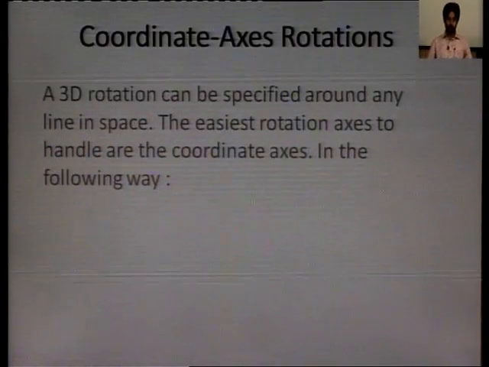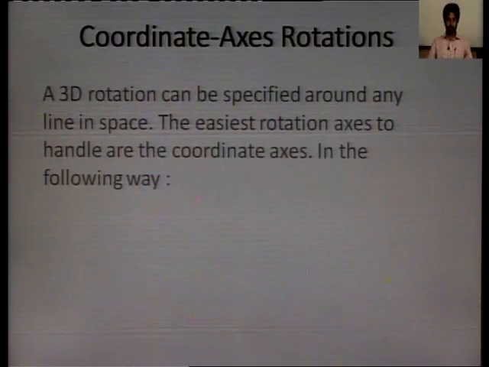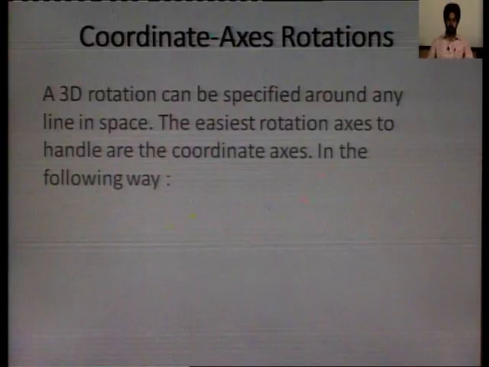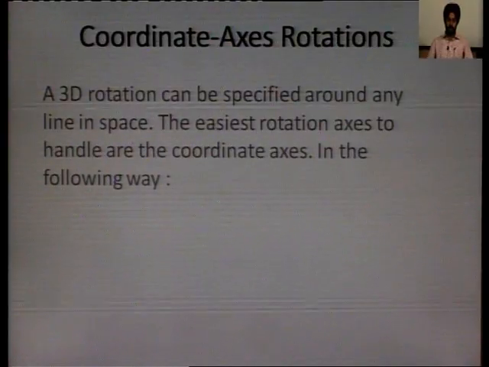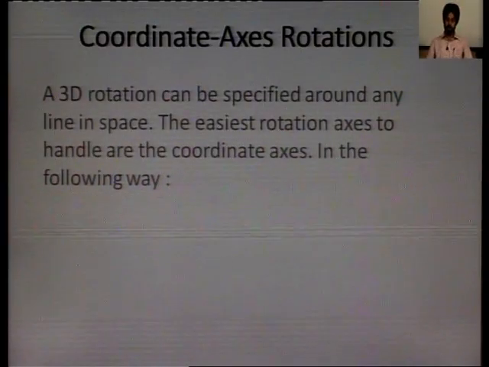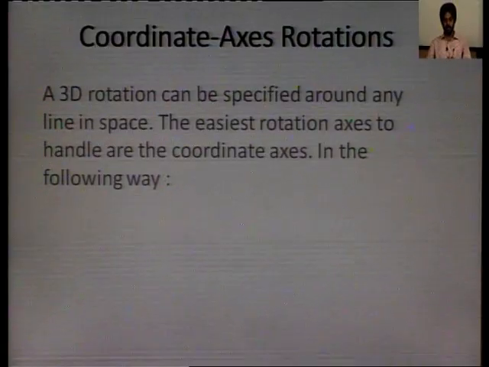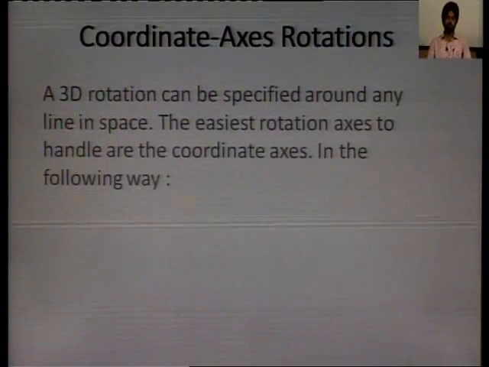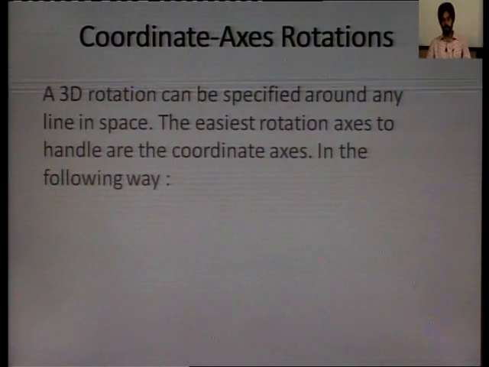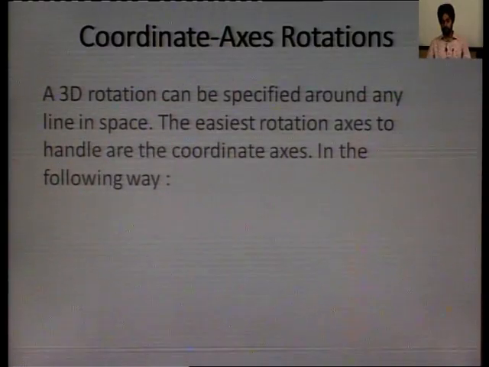Next, third, is coordinate axis of rotation. A 3D rotation can be specified around any line in space. The easiest rotation axes to handle are the coordinate axes, in the following way. Basically, for rotation, when we have to rotate the position of any object, we rotate by an angle. So, we need a 3D transformation.